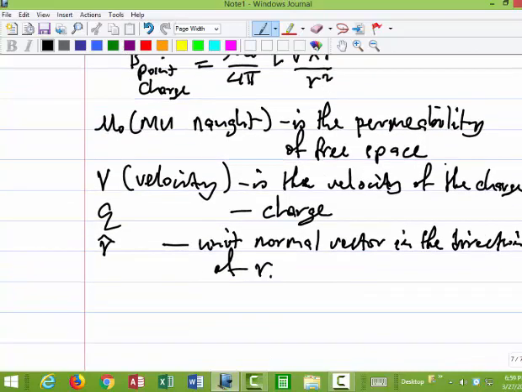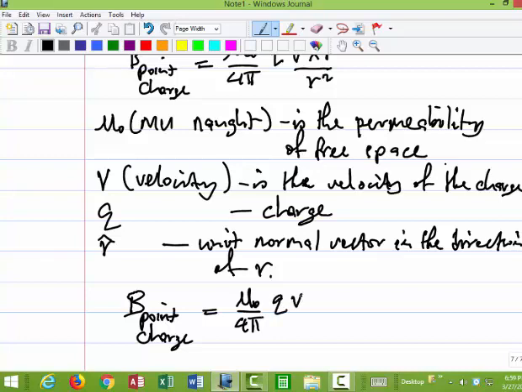So we can write the magnitude of the magnetic field of the point charge as mu naught over 4 pi, then Q V sine theta divided by r squared. I'm just taking the cross product, and since I took the cross product, r hat is a unit vector.